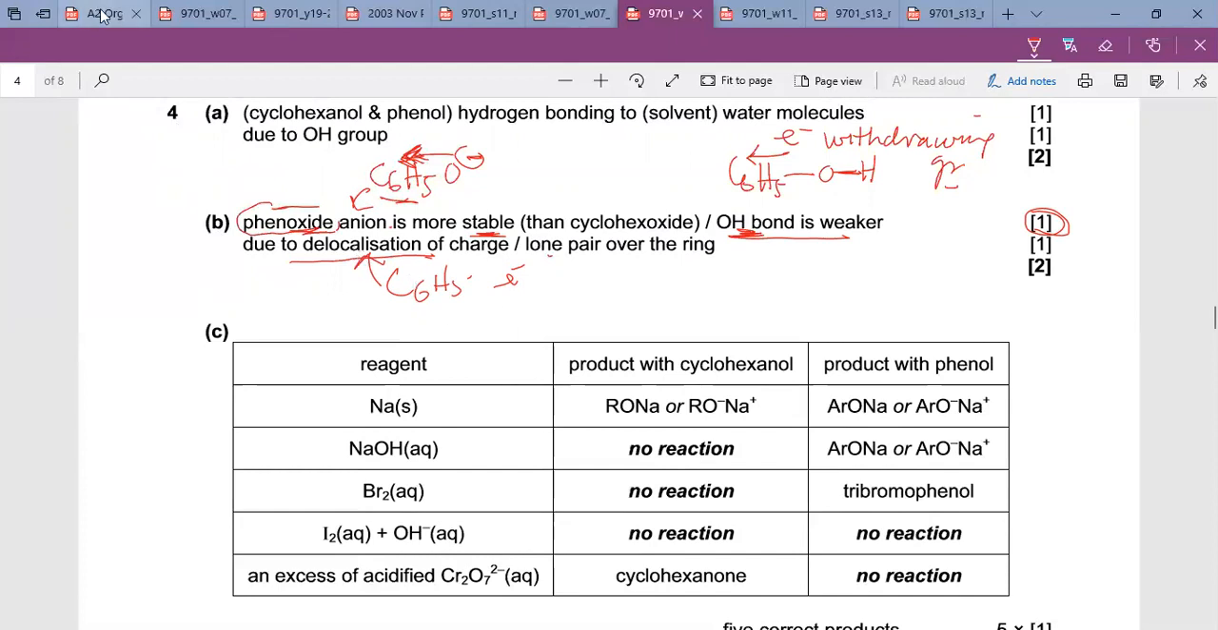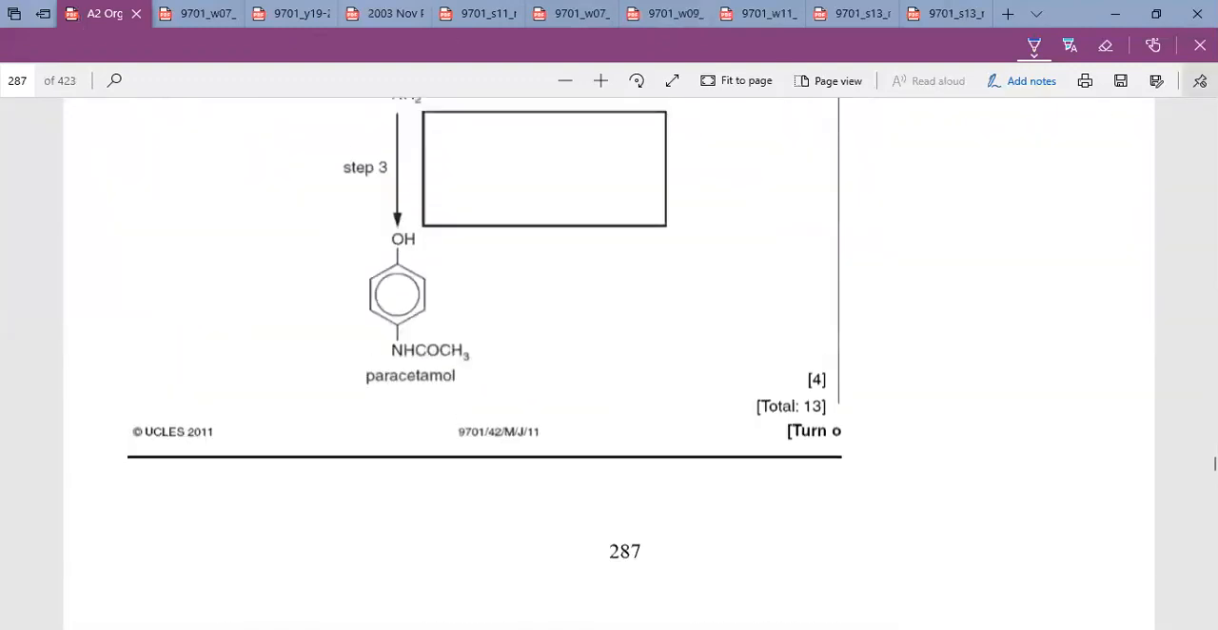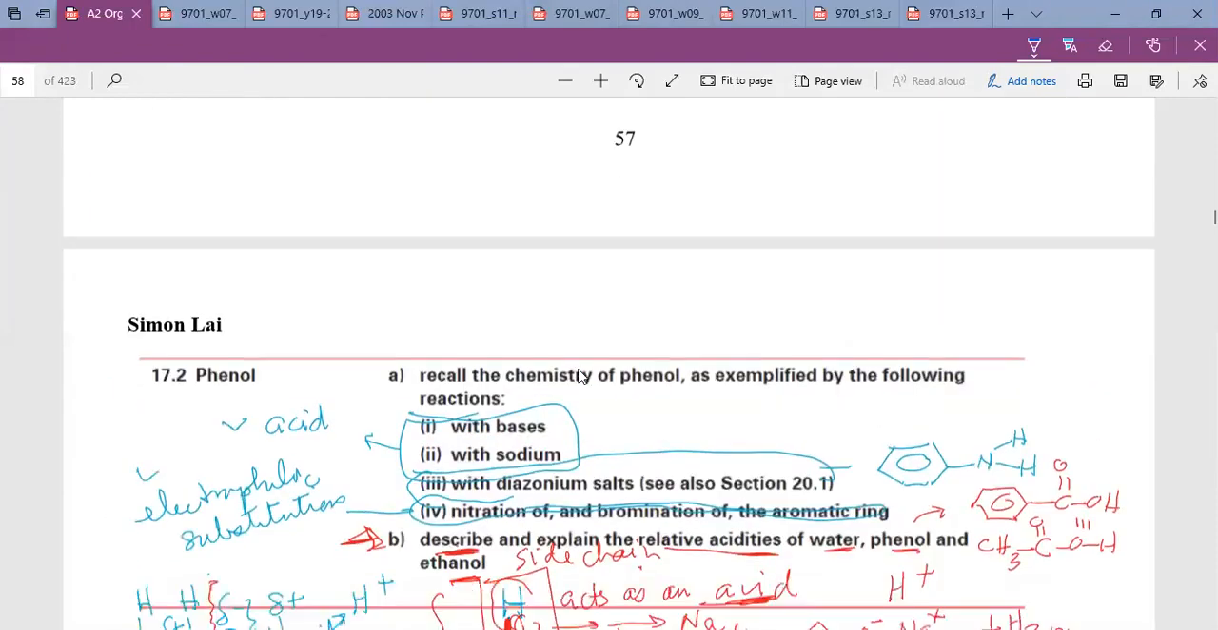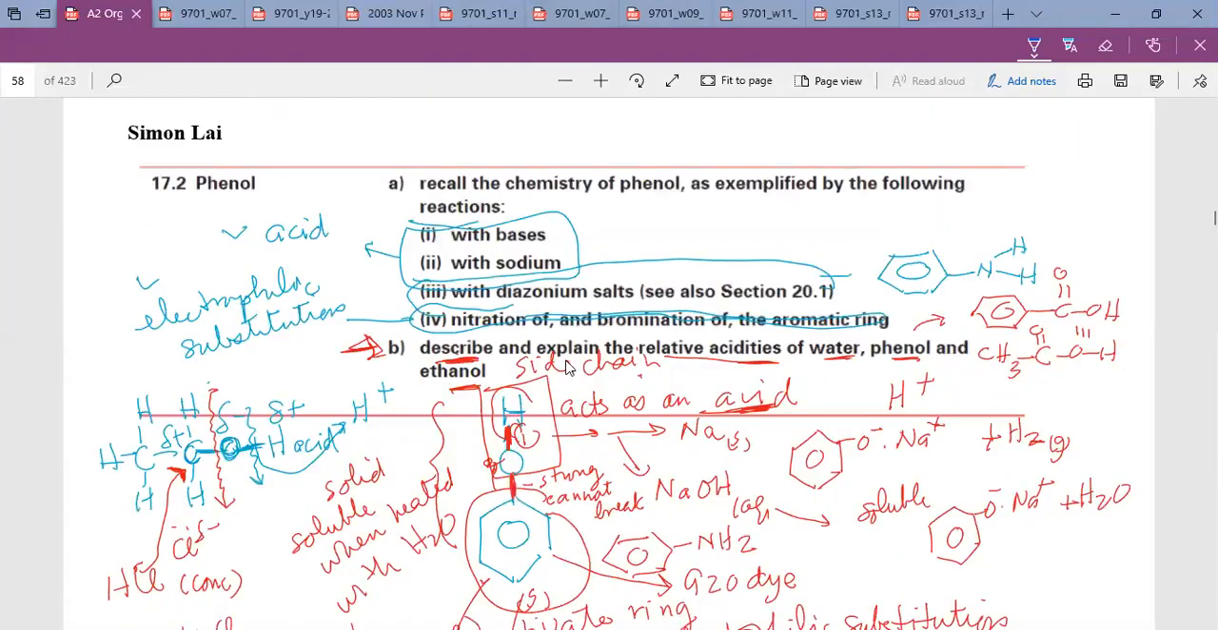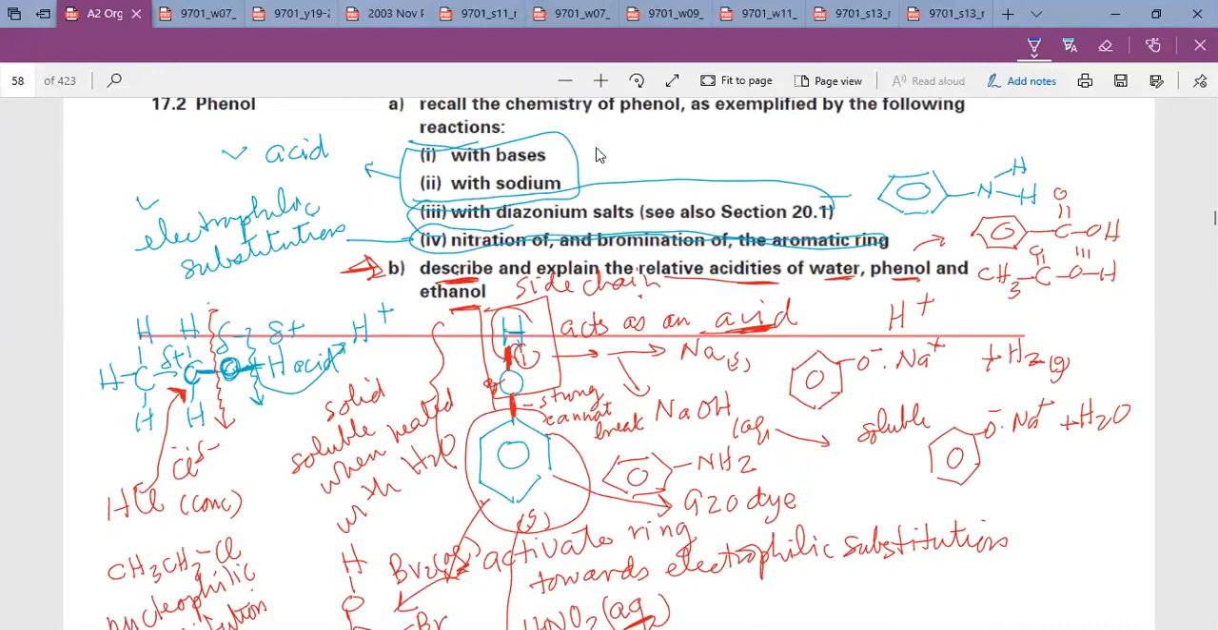So I've so far talked about only the first part here. If you look at the syllabus, we talk about here. Basically, I went through the reactions, and we'll go into more detail on these reactions all this year. But I've explained in detail part B already. Relative acidities of water, phenol, and ethanol, and also of your carboxylic acid.